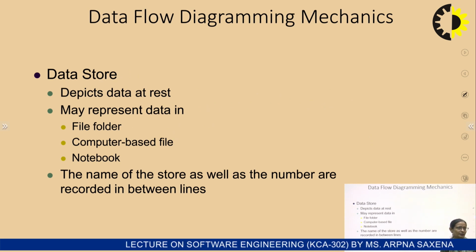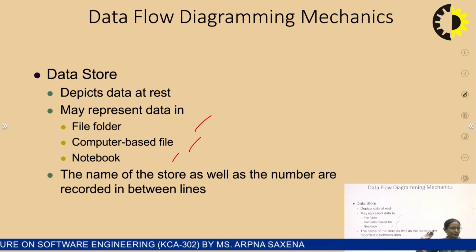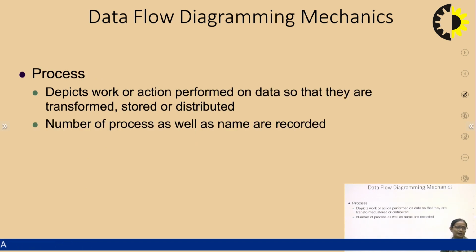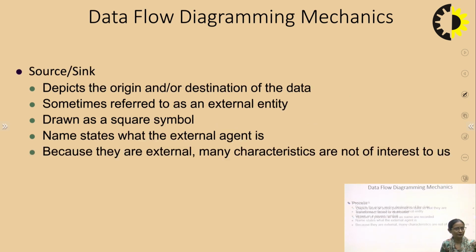Data store depicts the data at rest, and it may be a file folder, computer-based files, or a notebook. Even a single document file could be used for representing the data. The name of the store as well as the number are recorded in between the lines. What is the process? It depicts the work or action performed on data so that they are transformed, stored or distributed. The number of the process as well as the name are recorded whenever you draw a DFD.